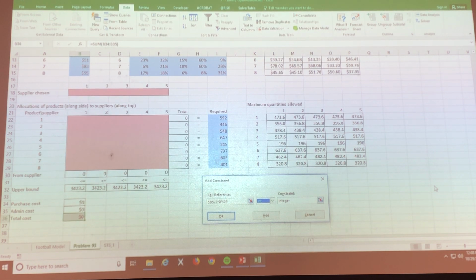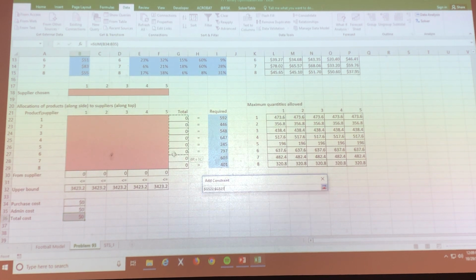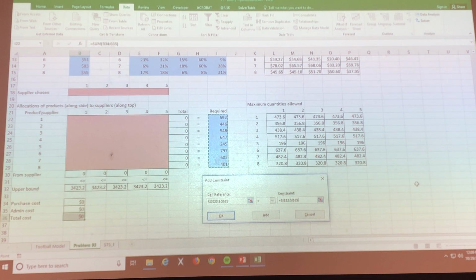And I'll let you know when and when not to do that, but we are going to have that binary on the supplier chosen, integer on the number of products coming from different suppliers. Then we'll start adding in the other ones we see here, which would be what? Make sure that the total that you get, B22 to 29, is equal to the total that's required, which is I22 to I29. So B22 to 29 equal to I22 to 29.